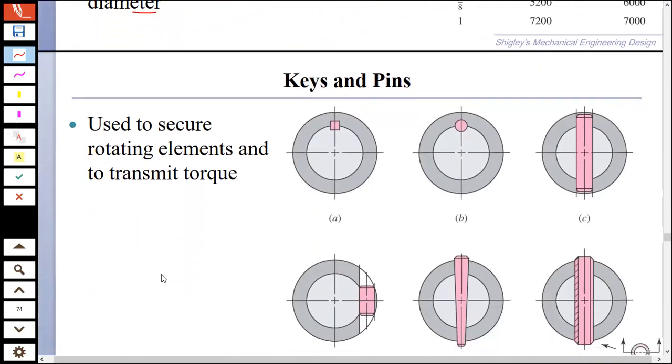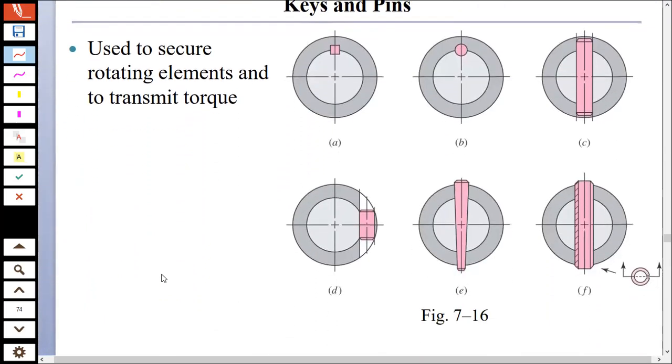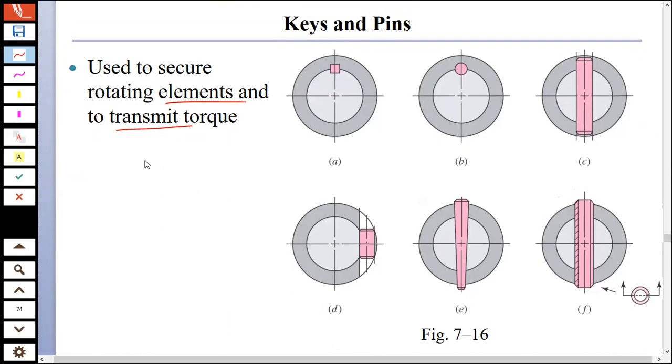Now, keys and pins. Keys and pins are used to secure the rotating elements and to transmit torque. You would have seen pins, I'm pretty sure, where a pin goes across into the shaft in a hole. These are different pins, and these are keys.